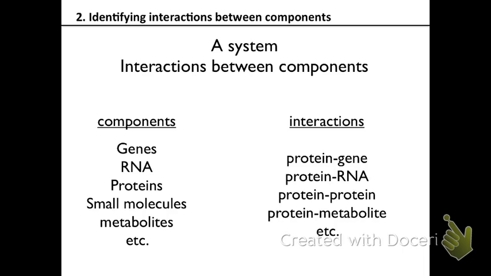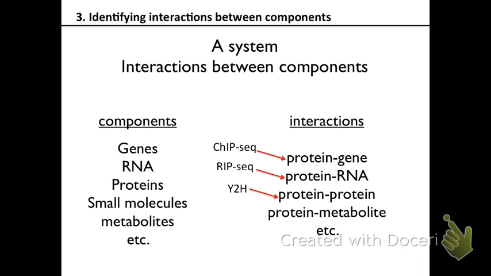Perfect. So the interactions in this case could be protein to gene, that means protein binding and controlling gene expression, protein to RNA, it could be Argonaute to microRNA, for example, protein to protein, protein to metabolite, for example, the glycolysis enzymes controlling the metabolism of glucose, right? So these are the interactions that we're interested in. And throughout this course, this semester, you have learned several techniques. And some of these techniques that you learned will tell you something about these interactions, right?